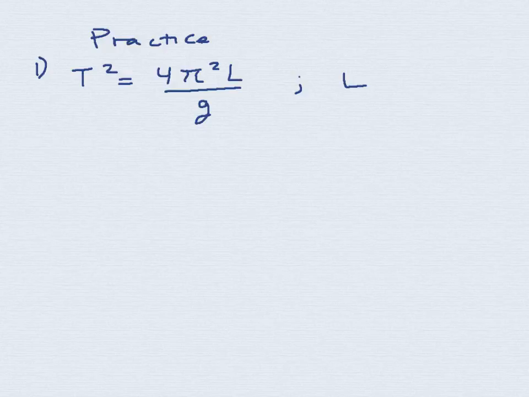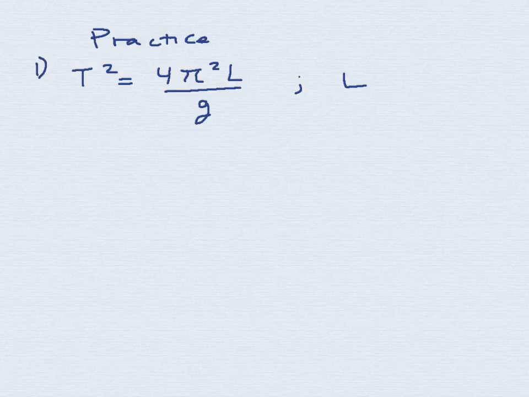This video will include the practice questions from the back of the Week 5 booklet. First one, you're asked to solve for L. And you'll see that L is together with 4 pi squared, all divided by g, and that equals t squared. We need to solve for L.